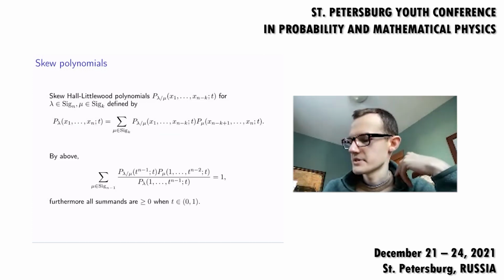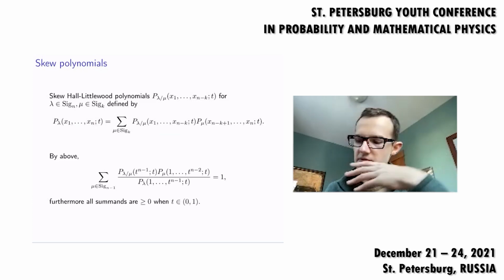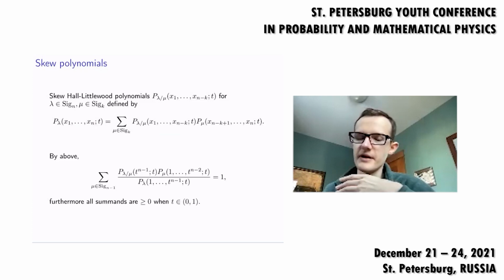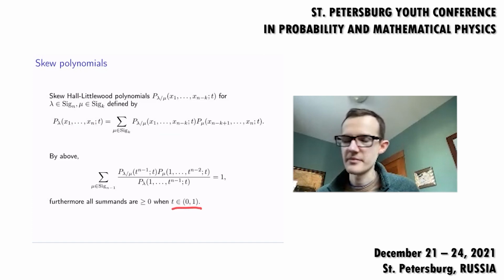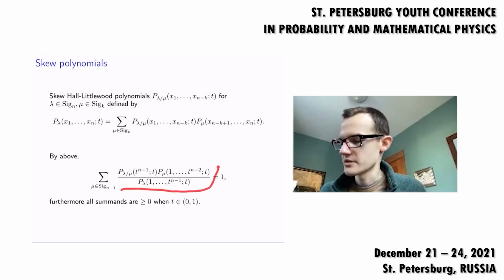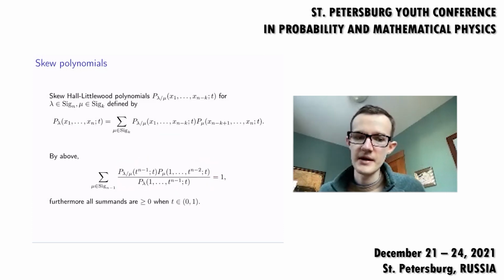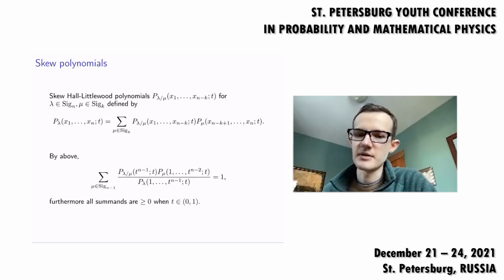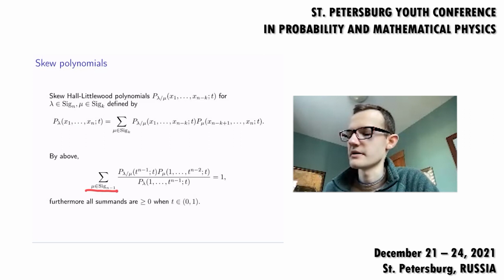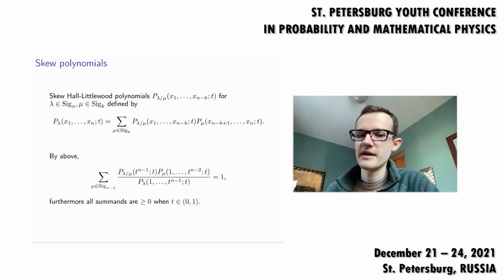Now, by just taking this formula here, dividing out by the left-hand side, and then substituting real numbers for the variables, in this case taking t to be a real number between 0 and 1, you get a sum of some expression in terms of Hall-Littlewood polynomials, which sums to 1. And it's a fact that if t is a real number between 0 and 1, these summands are all going to be non-negative. And so this means that we have a probability measure on signatures of length n minus 1. Given any fixed lambda, we have a probability measure on these mu.